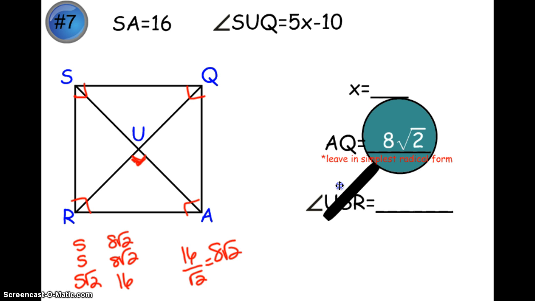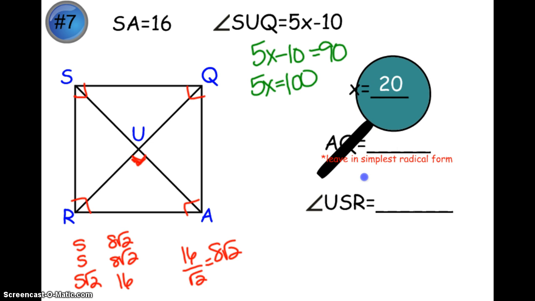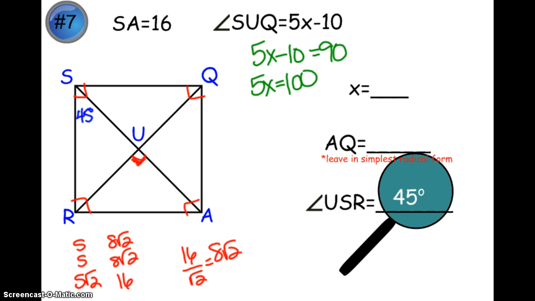Alright. We also need to figure out what x is. Well, SUQ, that's the intersection of the diagonals, which I know are perpendicular, so they're equal to 90. So if 5x equals 100, we should get that x is equal to 20. And lastly, we have USR, and we know that diagonals bisect the angles in a square as well as in a rhombus. So my 90 gets bisected, and I have 45 degrees.